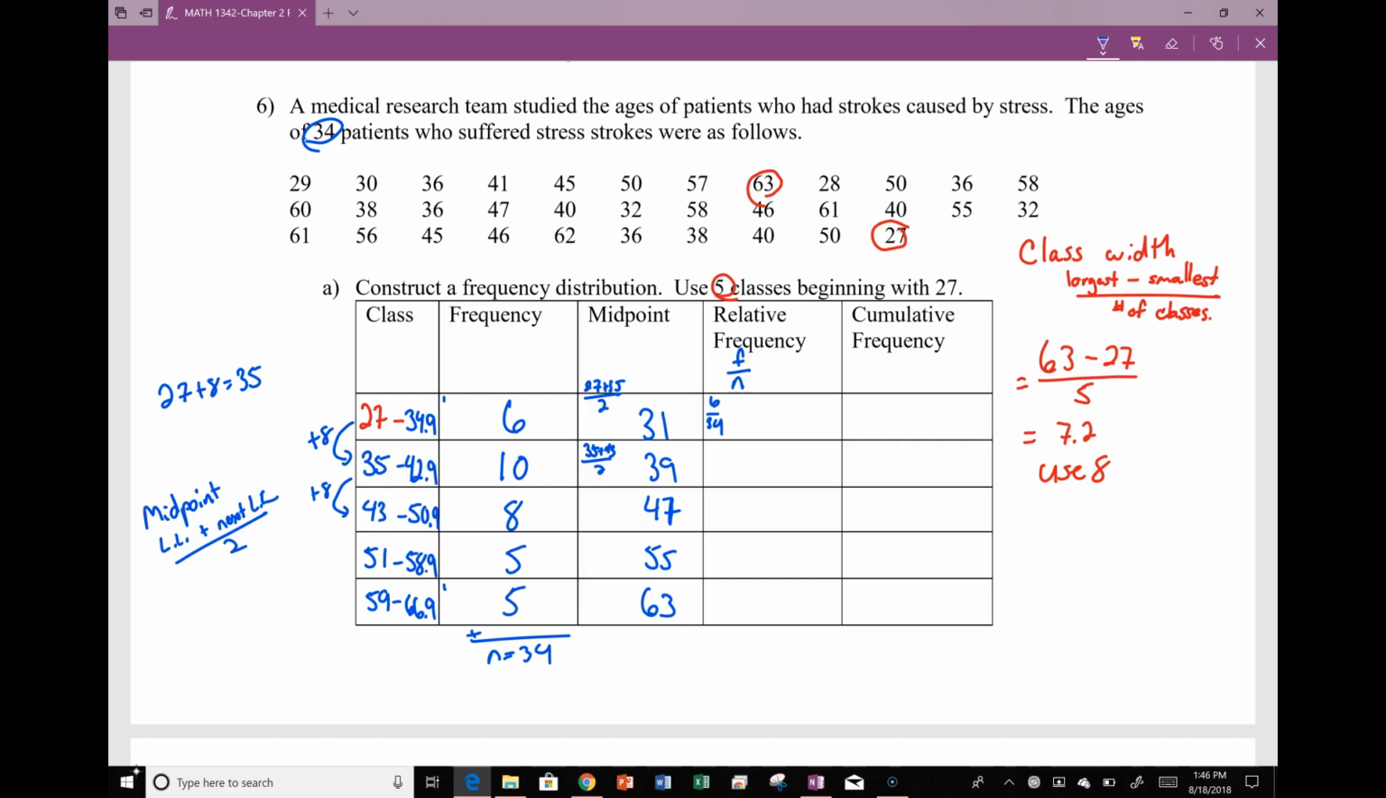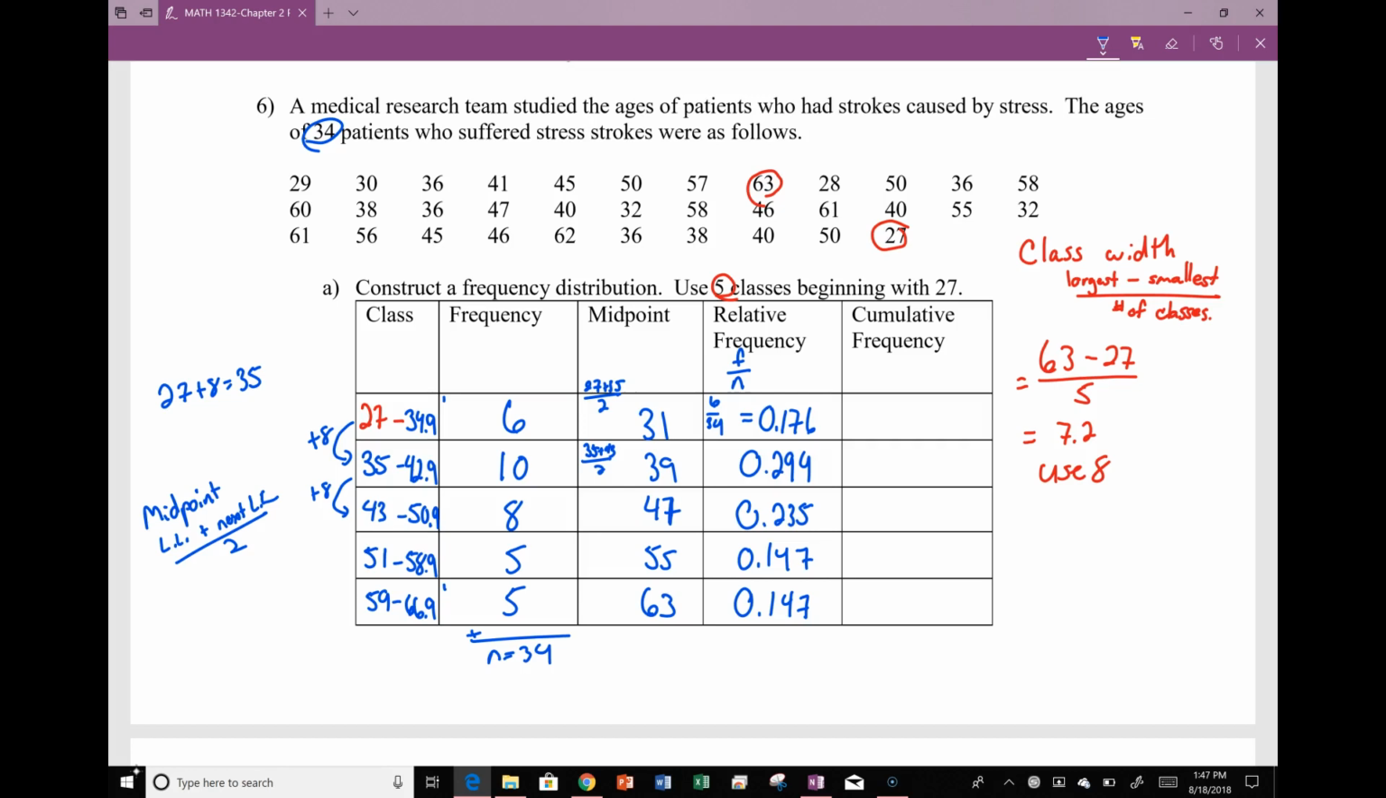6 divided by 34 is 0.176. 10 divided by 34 is going to be 0.294. 8 divided by 34, 0.235. 5 divided by 34 is 0.147. And the nice thing is I know these last two have the same relative frequency because they have the same frequency.